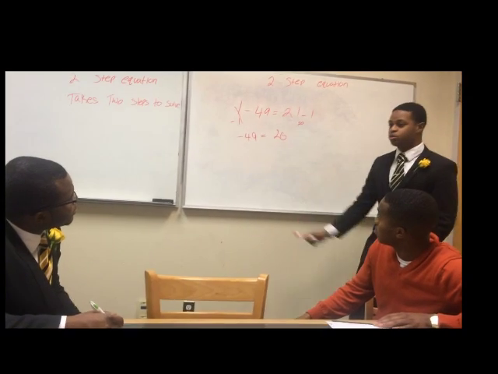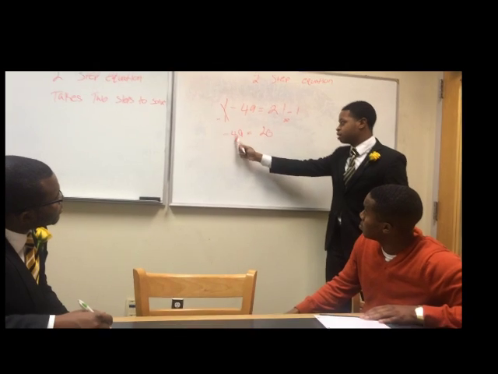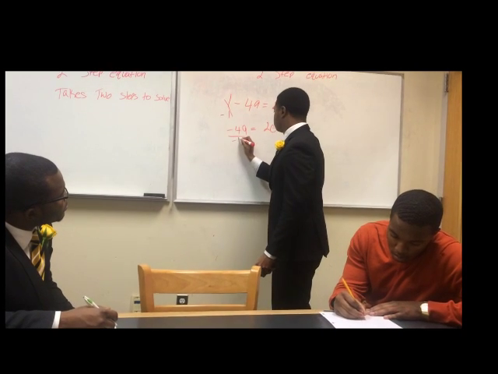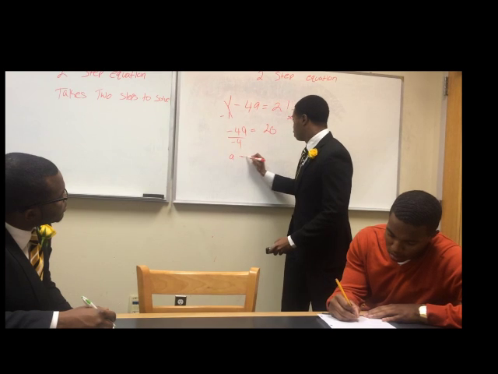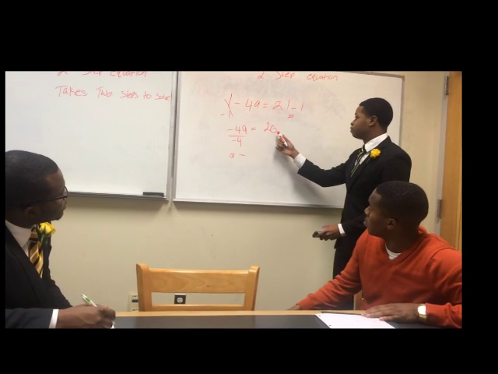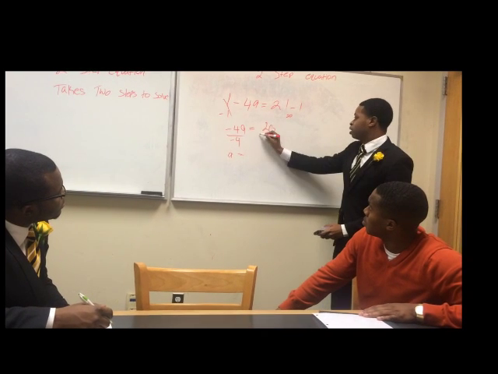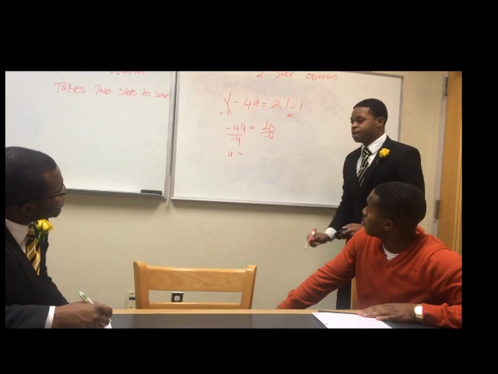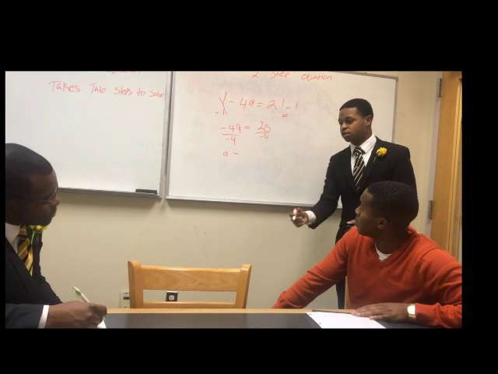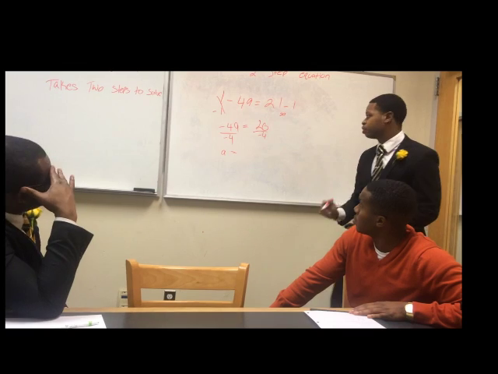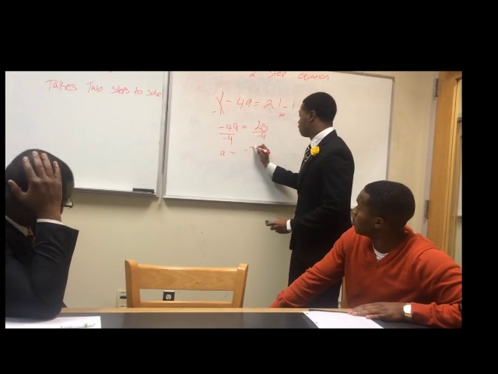Now what you must do is divide by the negative 4a to cancel out, so you have the variable by itself. Now we all know that when you divide a positive number by a negative number, it's always going to equal a negative number. So that's going to be negative 5.